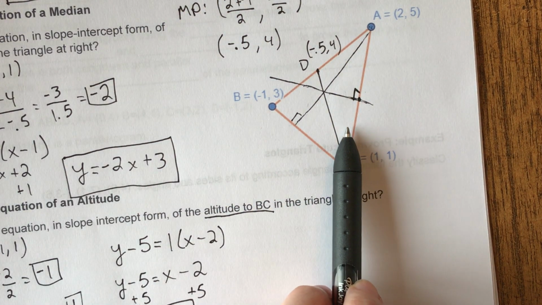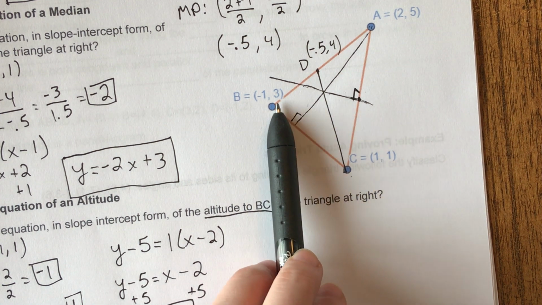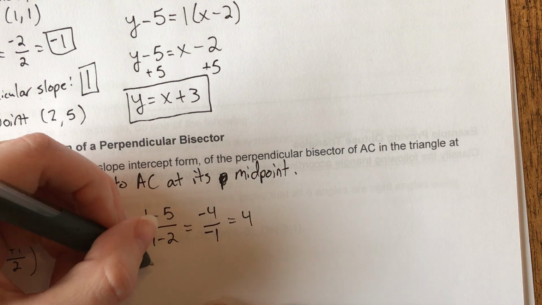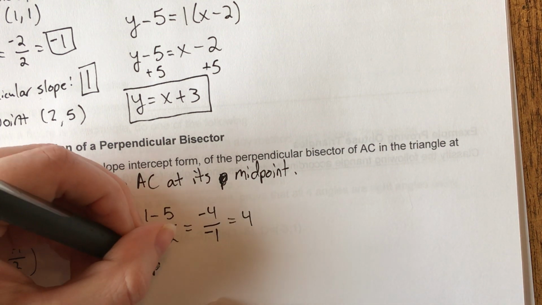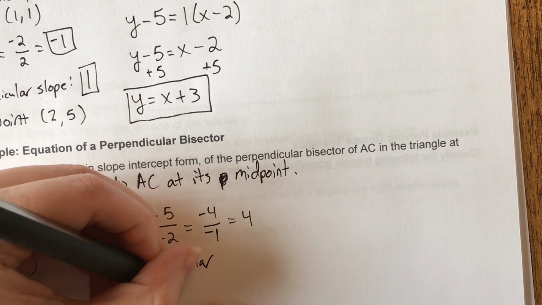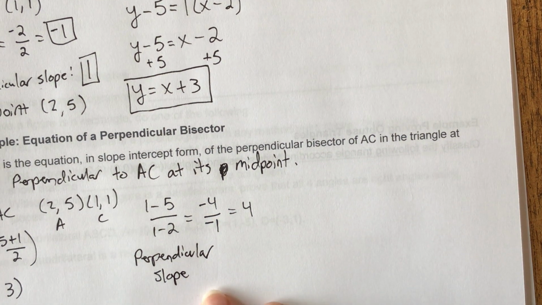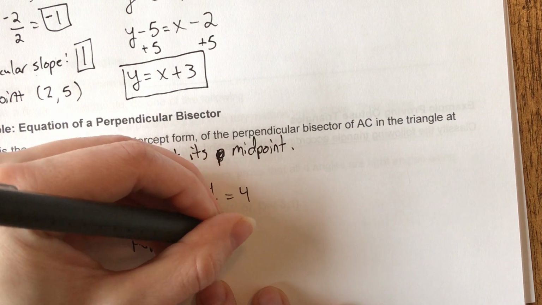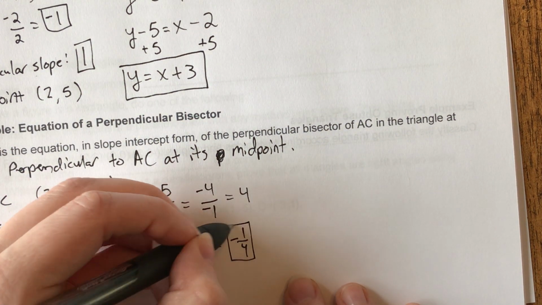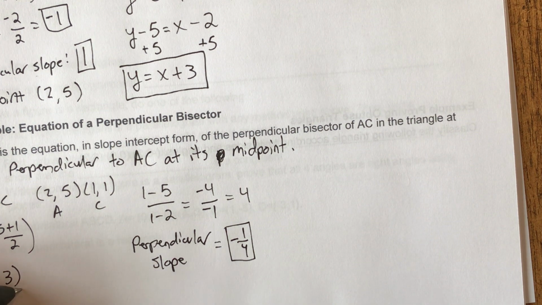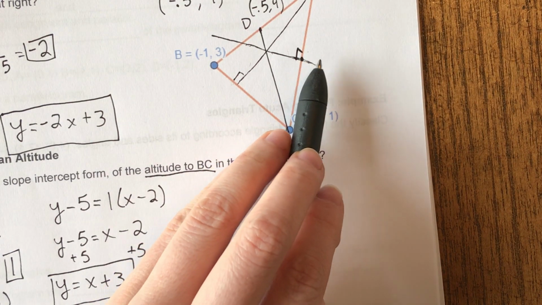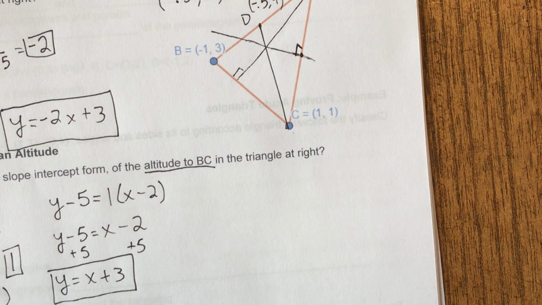The line perpendicular is going to have the opposite reciprocal slope. So the new slope, or the perpendicular slope, is going to be the opposite reciprocal of 4, which is negative 1/4. So we'll take this slope, and we'll take this point, because this midpoint is a point on our line. So we've got this point, and we've got the slope of the line. We can figure out the equation of it.